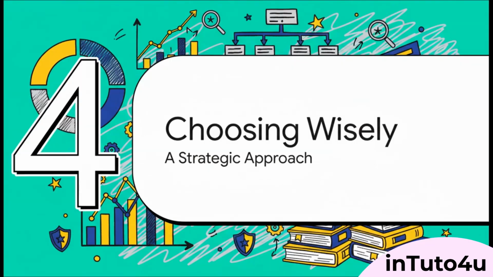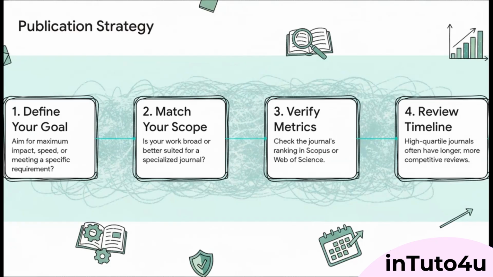So, what does this mean for you, day to day? It means you need a game plan. You can't just finish your research, throw it out there, and hope for the best. You've got to approach publishing like a tactician. So here's a simple 4-step strategy.